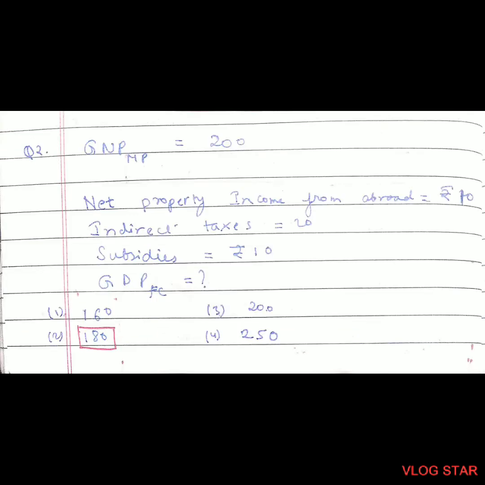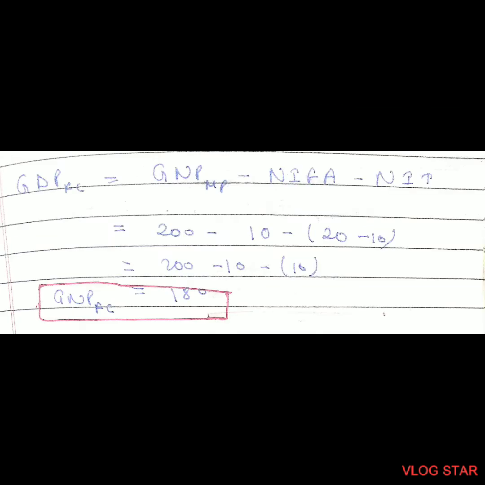Next question. You are given GNP at market price 200, net factor income from abroad rupees 10, indirect taxes 20 rupees, subsidies 10 rupees. You have to find GDP at factor cost. So the first thing, we read the formula of GDP, that was GNP minus NFIA. And since we are given factor cost, the formula for factor cost is MP minus NIT. So MP is already mentioned, we will minus NIT from that. So the formula would be GDP at factor cost is equal to GNP at market price minus NFIA minus NIT.